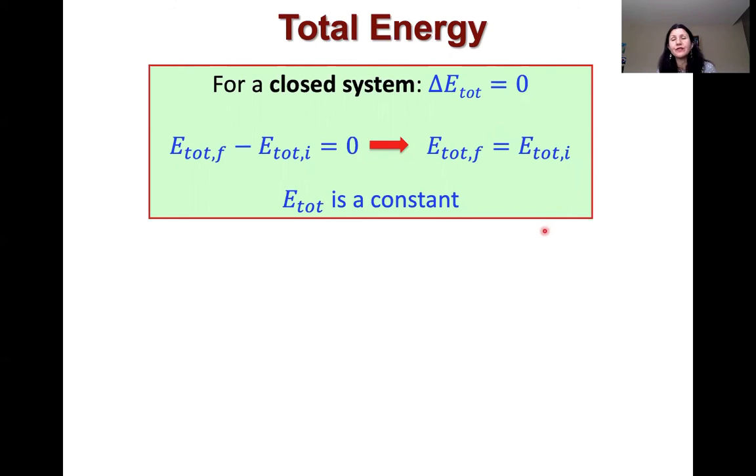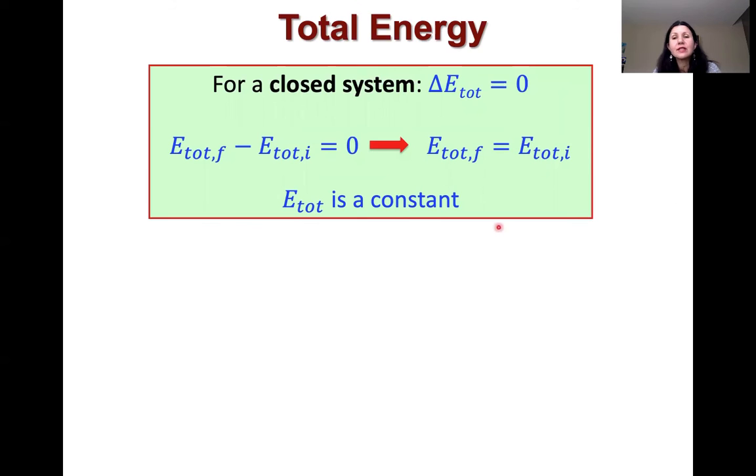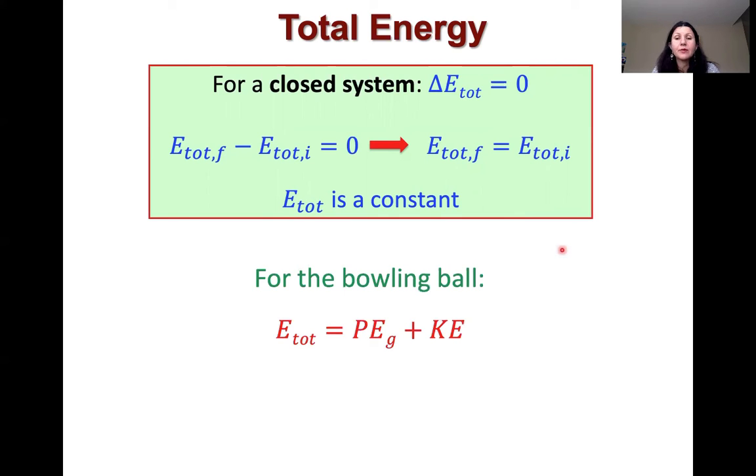That in any interval that we choose, whatever your initial or final value is, so if we go back, it could be from point A to B, or from B to C, or from somewhere in between to somewhere in between, any two locations, this is always going to be true. So what that tells us is that the total energy is going to be a constant. It's going to be the same at all of these values. So for example, for the bowling ball, the total energy of this closed system is the gravitational potential energy and the kinetic energy. It's the sum of these two that's going to stay the same throughout its whole motion.